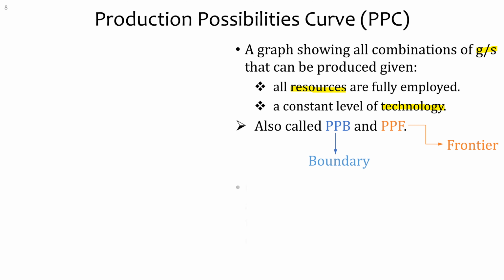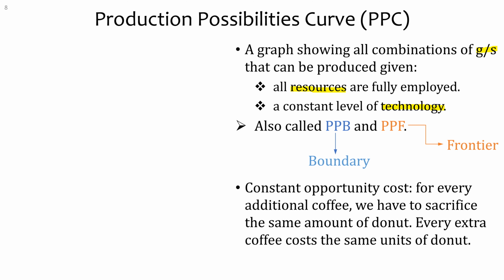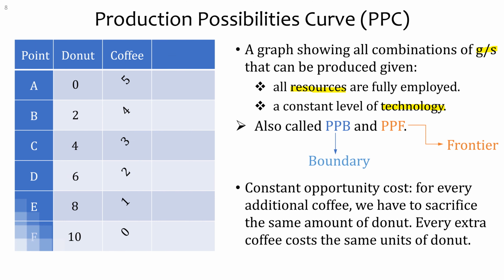All right, in the example that we did, we had constant opportunity cost. Why? Because for every additional coffee, we have to sacrifice the same amount of donut. Every extra coffee costs the same units of donut. All right, so because it was always the same, that's called constant opportunity cost. Later on, we're going to see another type of opportunity cost, but for now, let's go to our table and fill in the last column, and it's going to be called opportunity cost.